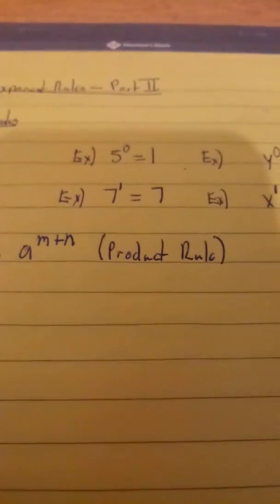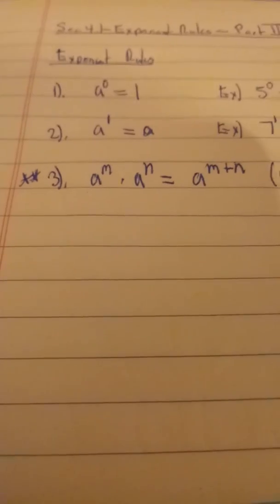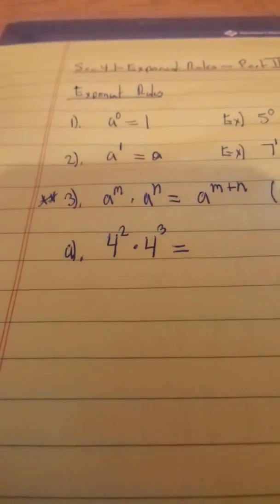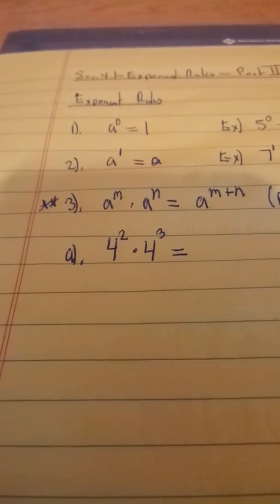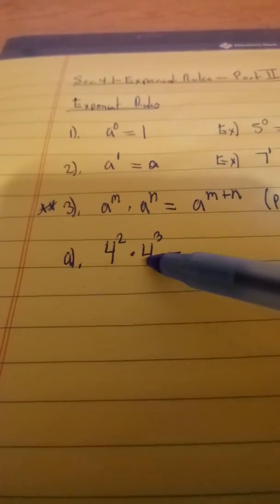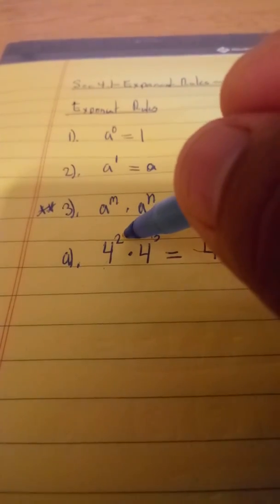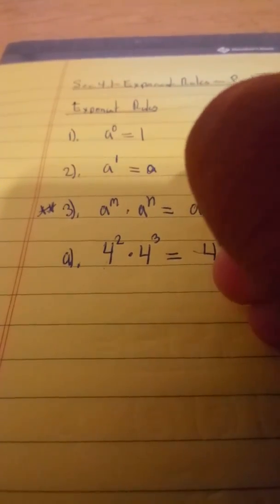All right. So let's take a look at a couple of examples that you have here. For example, the very first one right there. It says letter A. Multiply 4 raised to the second times 4 raised to the third. In this particular example, we have the bases being the same. Both of them are 4s. So we're going to keep the 4, and we're going to add the exponents. 2 plus 3, that will give you 4 raised to the 5th.